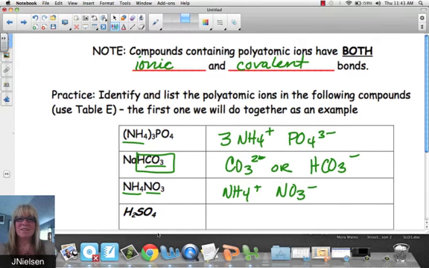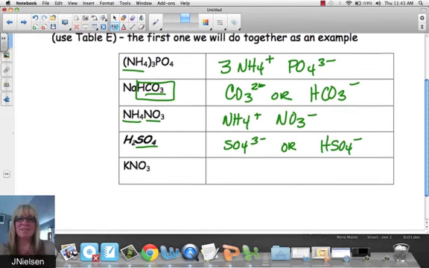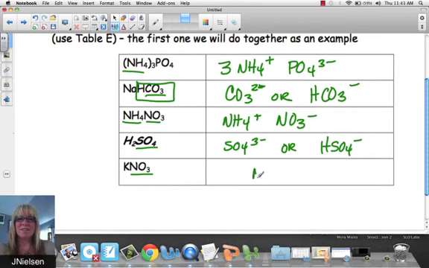In the next one I have 2 possibilities again. I have SO4 3 minus, and that's probably all you put. That's fine. There is another one, but it's not listed on this chart. It could be HSO4 minus. In the next one we only have 1, and that's the nitrate ion.